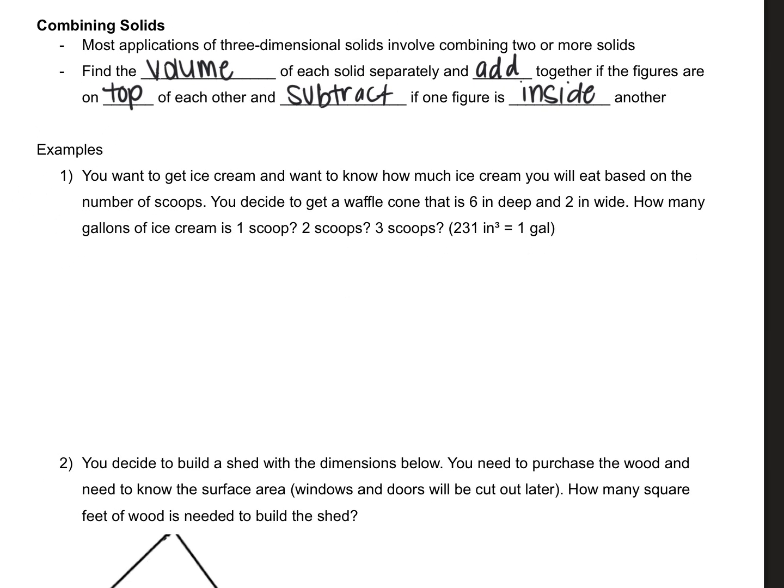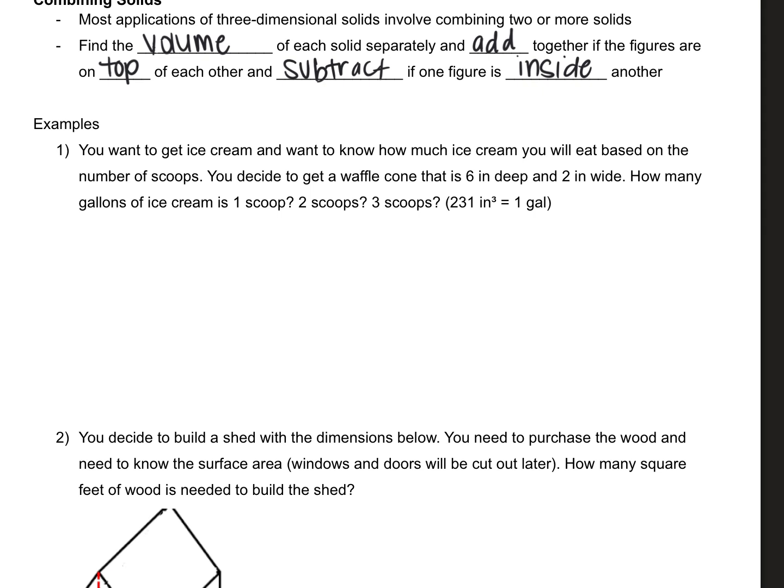Okay. So in our first example, you want to get ice cream and want to know how much ice cream you will eat based on the number of scoops. You decide to get a waffle cone that is 6 inches deep and 2 inches wide. How many gallons of ice cream is 1 scoop, 2 scoops, and 3 scoops? Okay, so let's start with the cone itself.